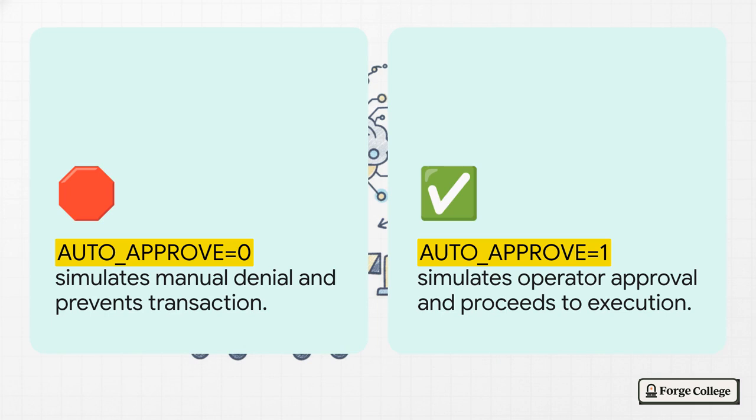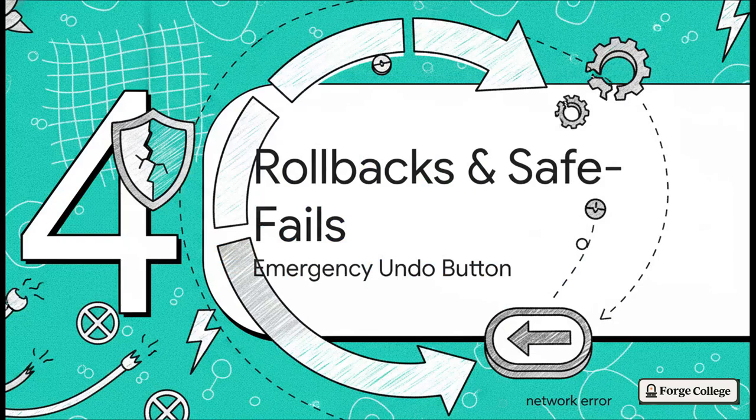To test our setup efficiently, we use these CLI flags as a developer's ultimate time-saving cheat code. Setting auto-approve to 0 simulates a strict manual denial. It records a rejection and safely prevents the transaction. Setting it to 1 simulates automatic operator approval, allowing the flow to completely bypass the human and proceed to the execution phase. This is amazing because it lets you rapidly simulate these environments and test your guardrails without losing your sanity.